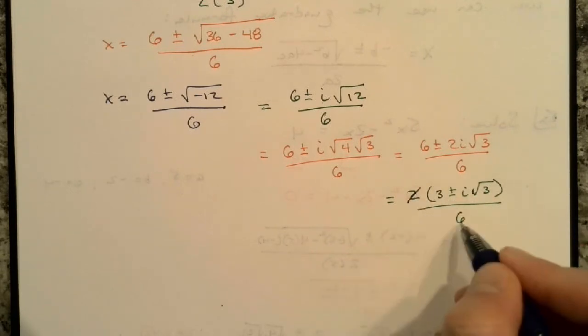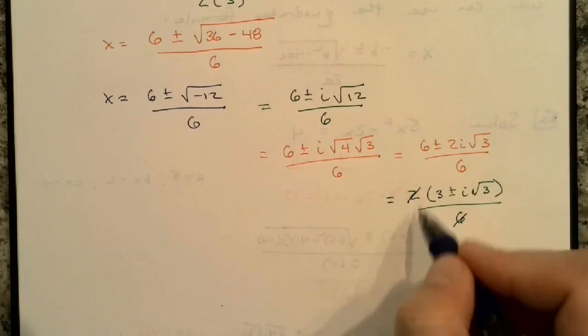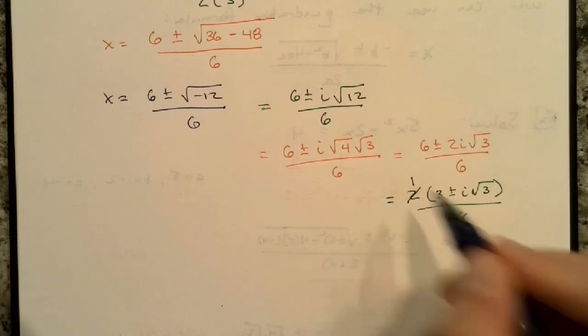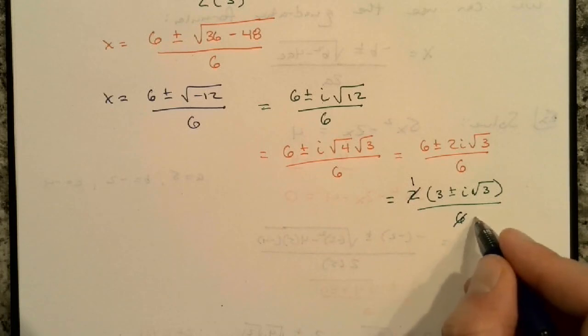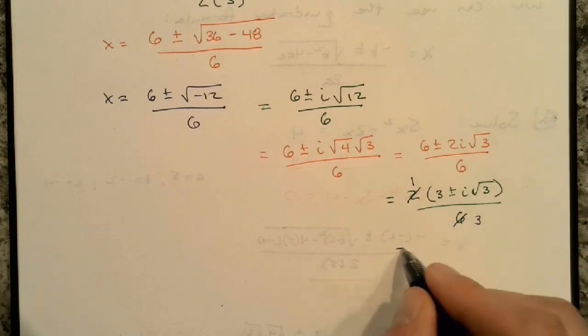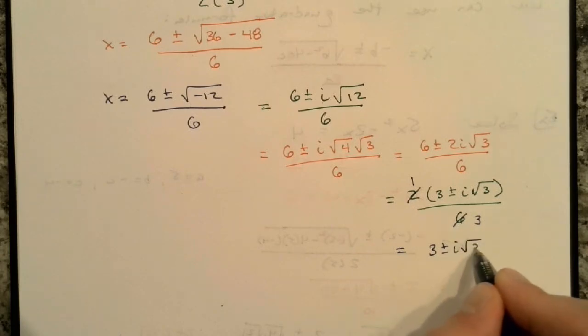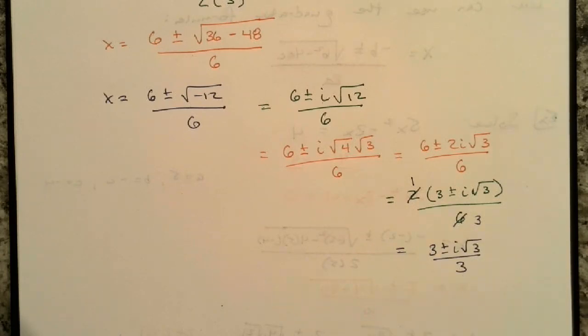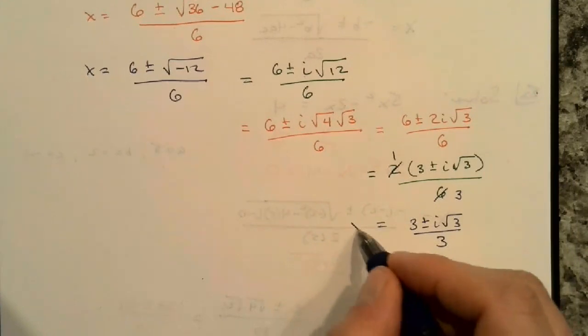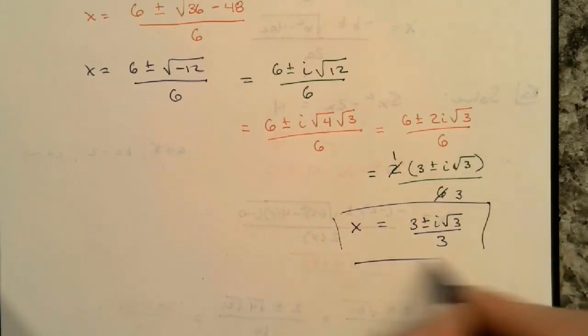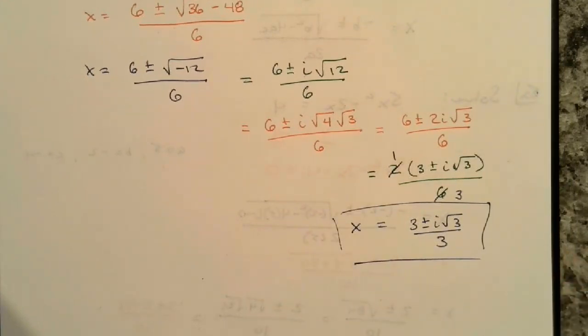So 2 divided by 6, right? So 2 reduces, 2 divided by 2 gives me 1. 6 divided by 2 gives me a 3. So it's really like 1 times this, so it's 3 plus or minus i radical 3 all over 3. It's an imaginary solution. This is x equals. These are the x values that would make the original problem true.